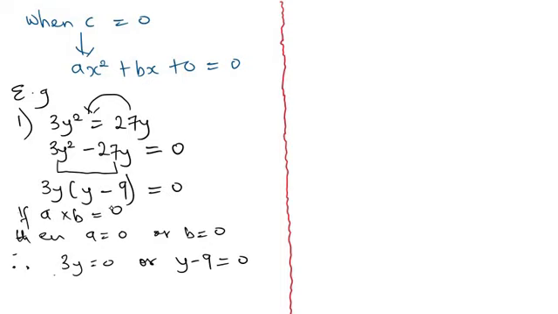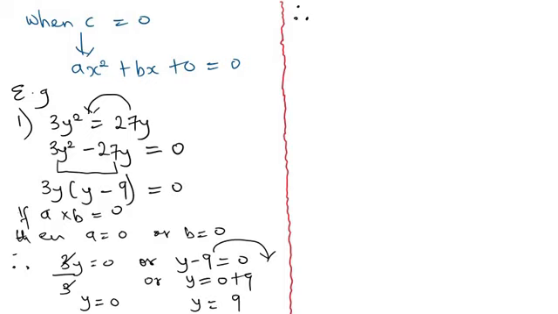From the left hand side, we divide both sides by 3. 3 cancels 3, our y becomes 0. Or from the right hand side, we collect like terms, it becomes y equals 0 plus 9. When minus 9 crosses the equation sign, our y becomes 9. So therefore, y is equal to 0 or 9. This is what our answer will look like when c is equal to 0.